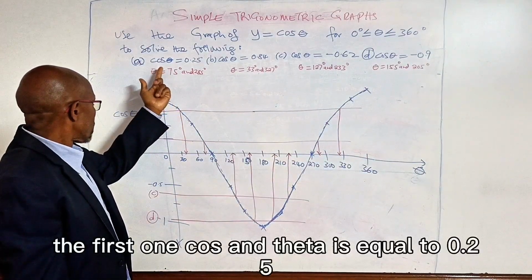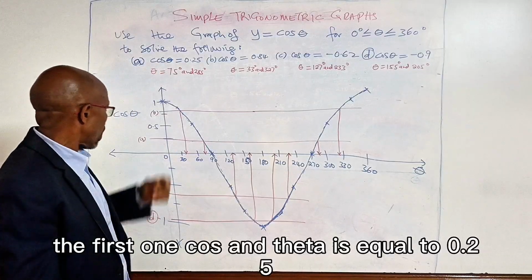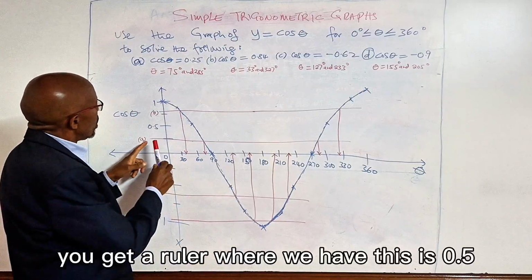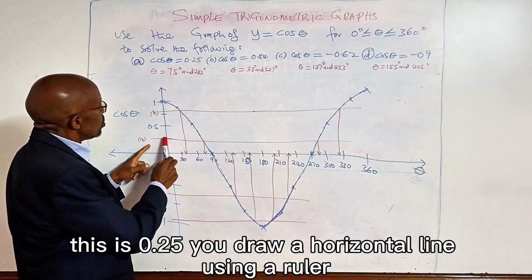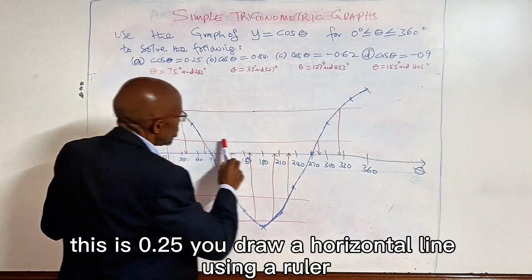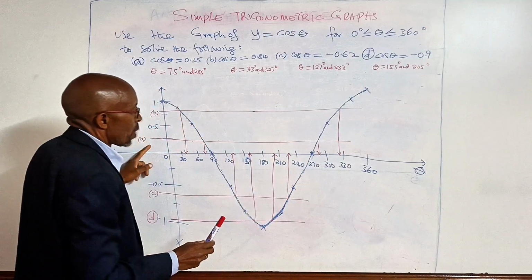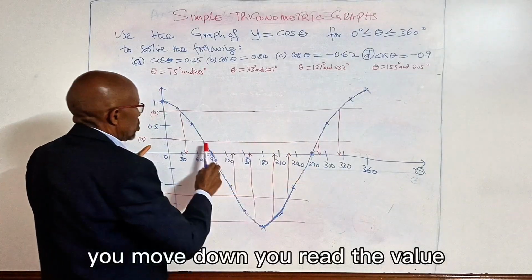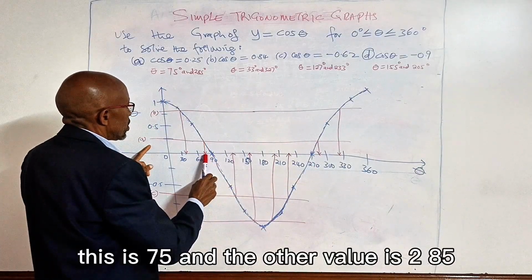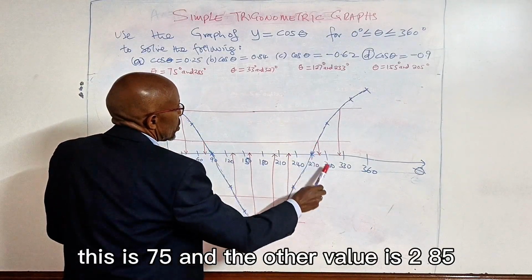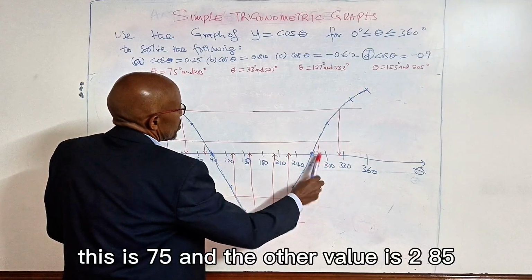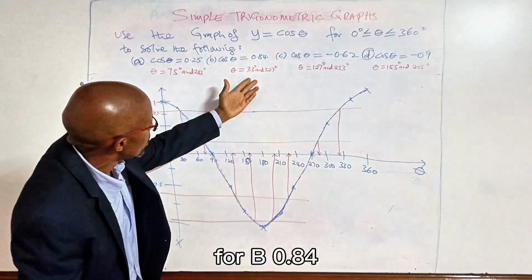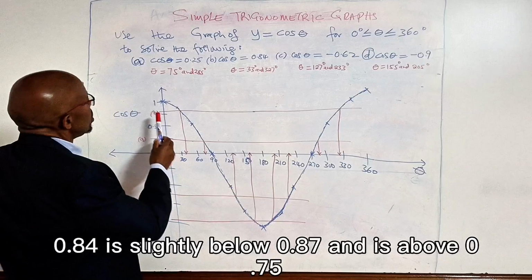The first one, cosine theta is equal to 0.25. You get a ruler where we have this is 0.5, this is 0.25. You draw a horizontal line using a ruler. Where the ruler cuts the curve, you move down, you read the value. This is 75, and the other value is 285. For B, 0.84.